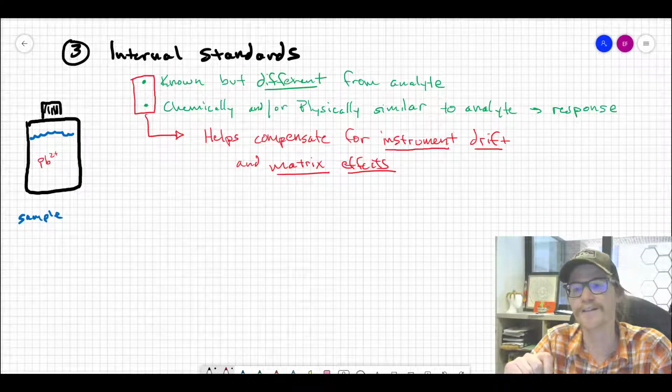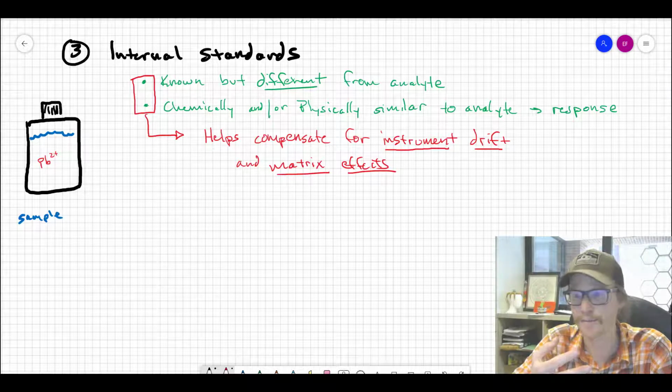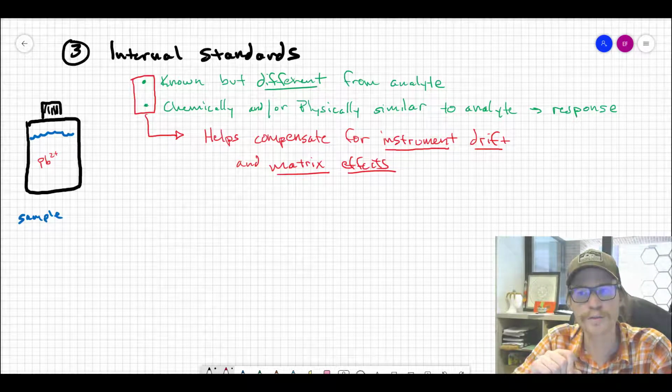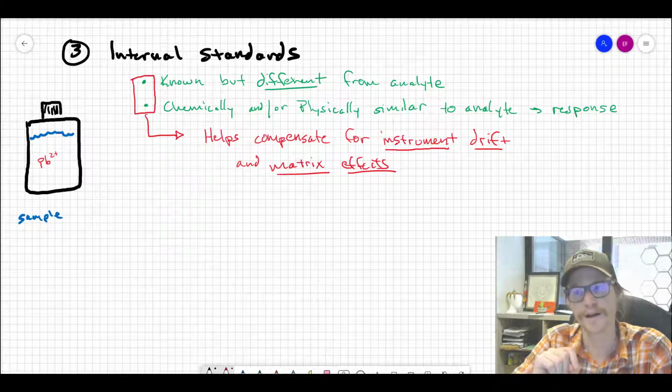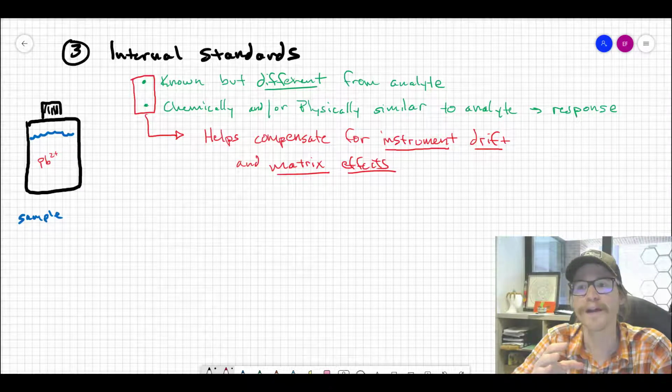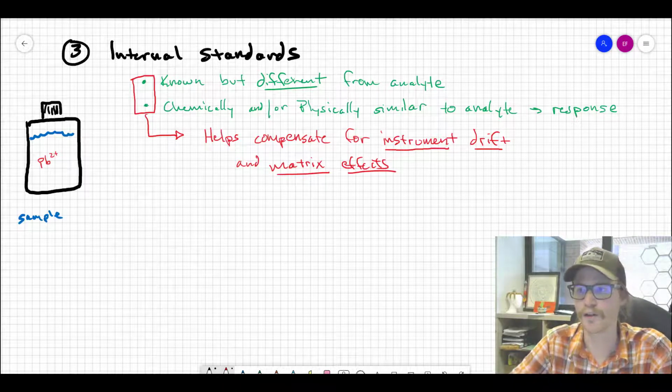The idea is that if you add to your sample, and we're just continuing with this same example, you've got a water sample with some lead in it, that's what you're trying to analyze for. For your internal standard, you're going to want to choose something that's like lead but not lead. So that would probably be a metal ion, a heavy metal ion, that's similar in its behavior in the instrument that you are using.